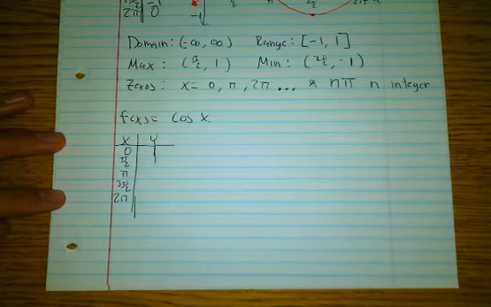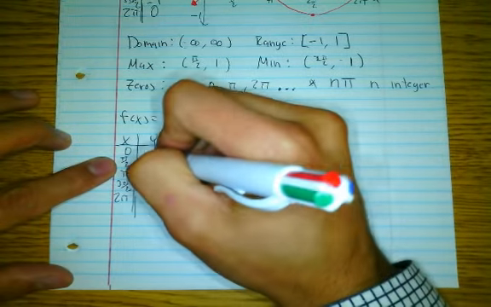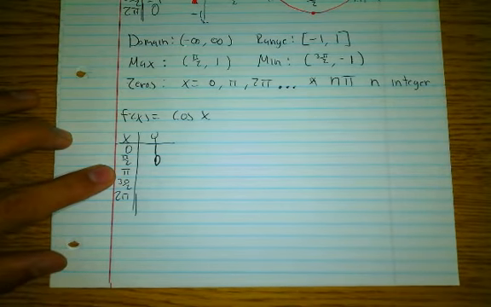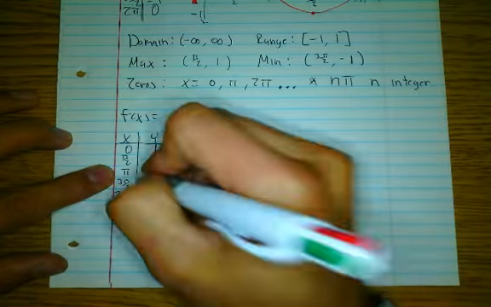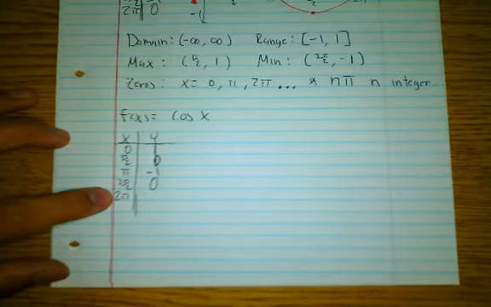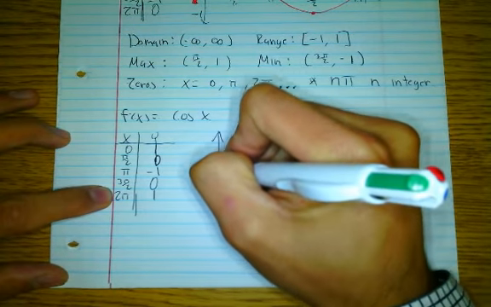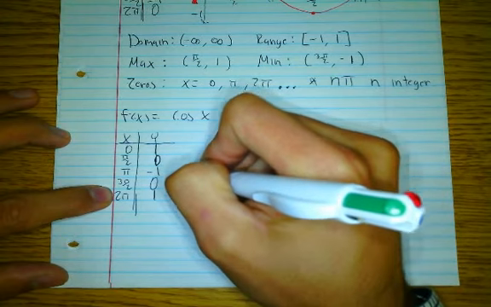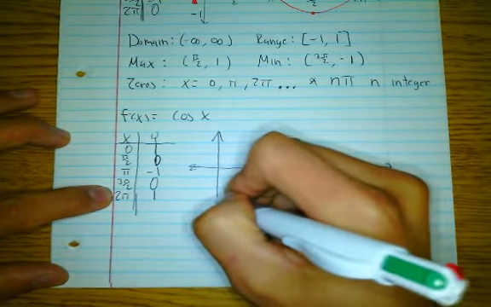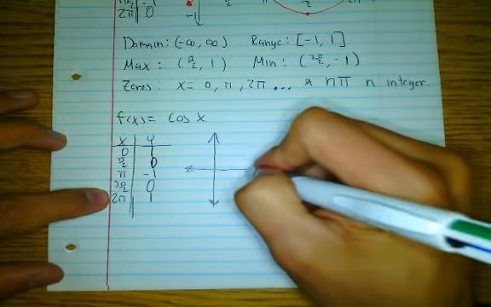What's the cosine of pi over 2? 0. What's the cosine of pi? Cosine of 3 pi over 2? Cosine of 2 pi? Okay, now we're ready. Can I go by pi over 2's again? Awesome.